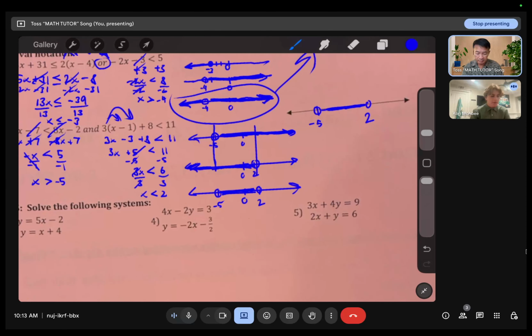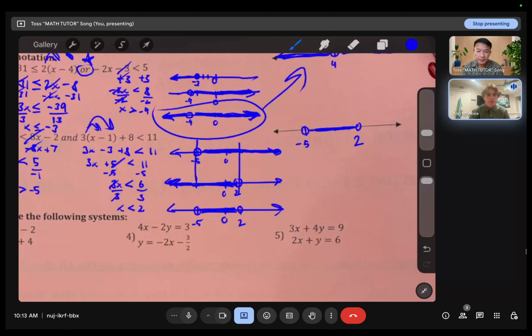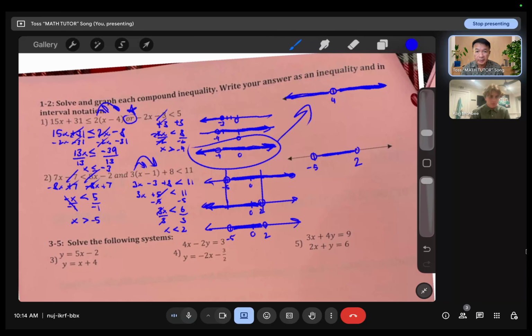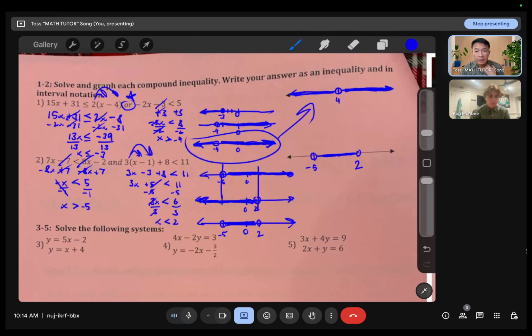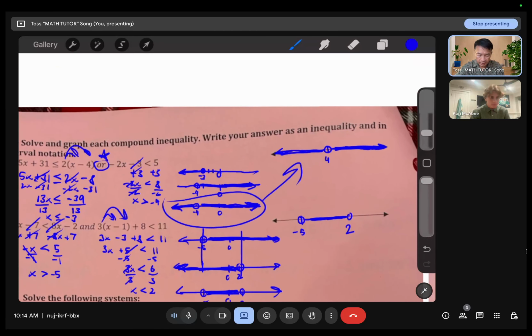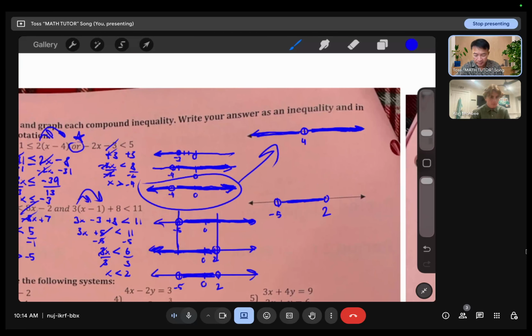But I'm sure now. It also asks for interval notation. Oh, they want, yes, okay, I see. You got the final graph and then write your answer as an inequality. Okay, got it. We'll do it right now. I see. So the graph is done, and we're gonna do inequality and interval notation. Wow, your teacher is really going all out.